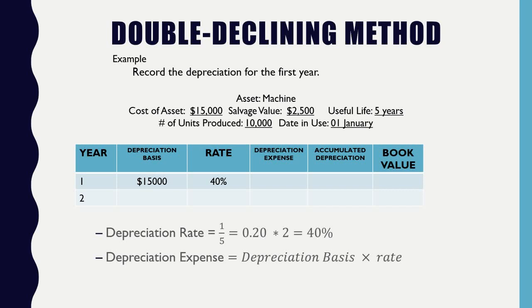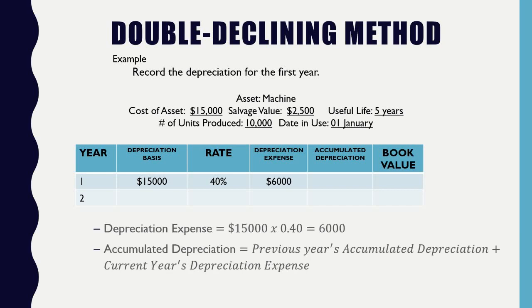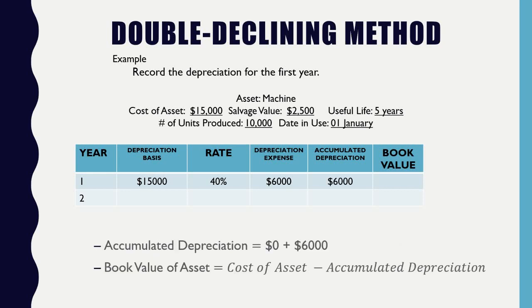So in this case, the depreciation expense is going to be basis times rate. We're going to take 15,000 and multiply that by 0.4, and that's going to give you $6,000. Okay? So let's calculate it. Your accumulated depreciation is going to be your previous year's accumulation, which there isn't any, plus the current year's depreciation expense of $6,000. So therefore, it's going to be $6,000.